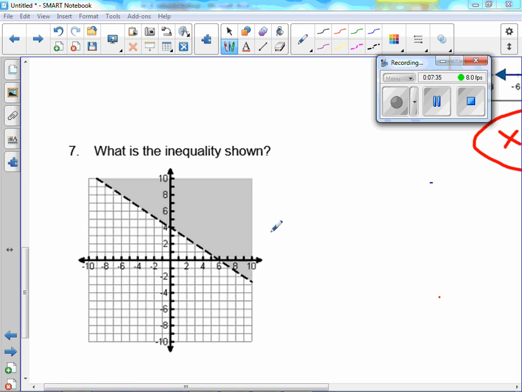What is the inequality shown here? So we see in the graph we're starting at our y-intercept, which is positive 4. So that's a plus 4. Now we can count in order to determine what the slope is, rise over run. So if we go down 4, that means a negative 4, over, you move over 6, positive 6.